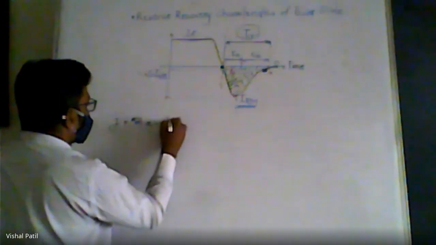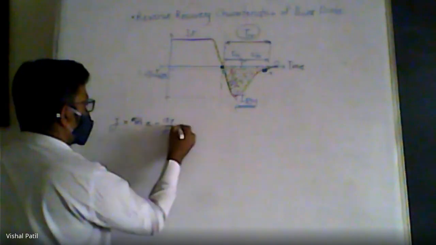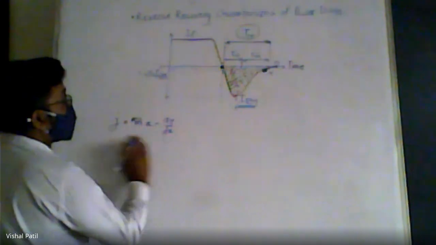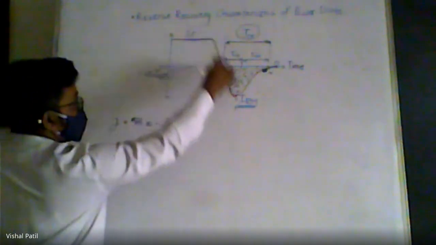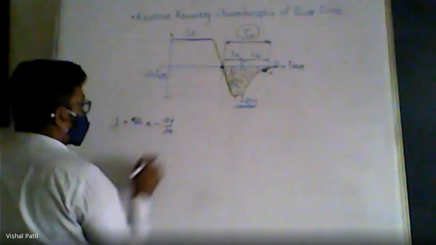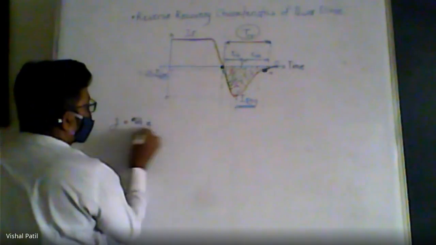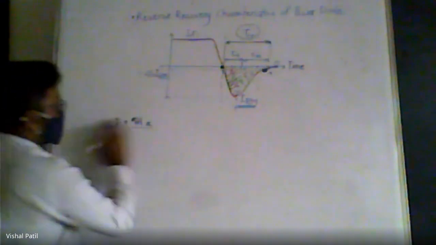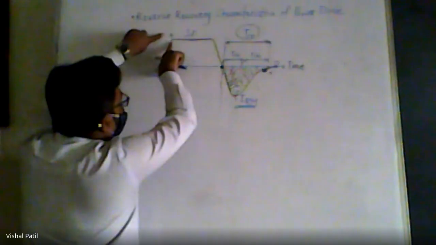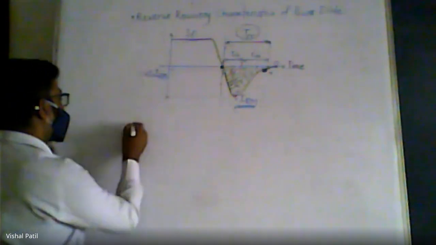Or y is equal to dy by dx into x. This is how we write the slope of this line. The equation of this line is mx plus c actually, but since this is assumed to be passing through origin, we will write y is equal to mx. So what is y here? Here y is current, because this is current. And what is x here? x is the time.